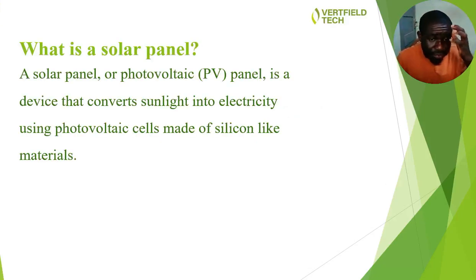The very first thing we'll be doing is reminding you of what a solar panel is, since we're talking about its technical parameters. A solar panel, or photovoltaic panel, is a device that converts sunlight into electricity. That simply means the solar panel is one of the solar system components which absorbs the rays of the sun and converts it to electricity for you to use in your facility. These solar panels are made up of photovoltaic cells, which are silicon-like materials.